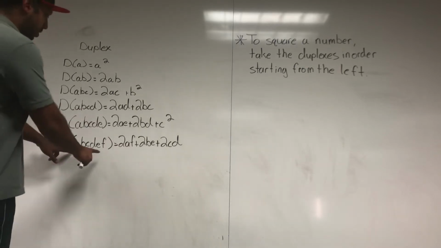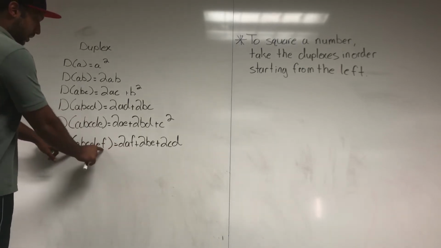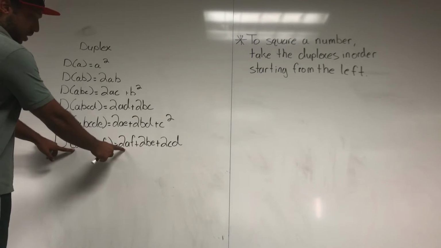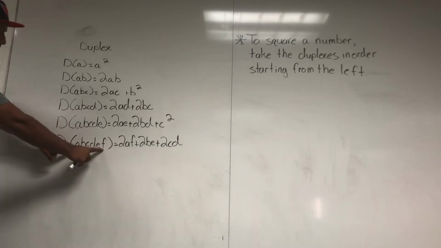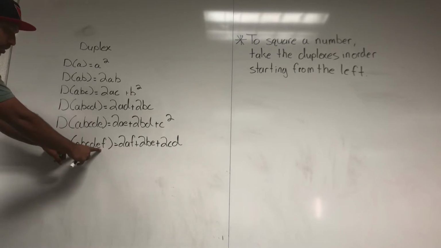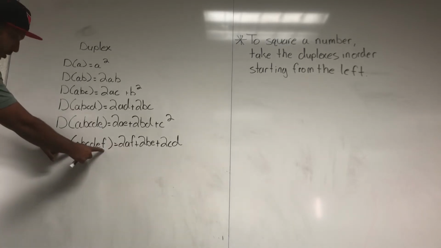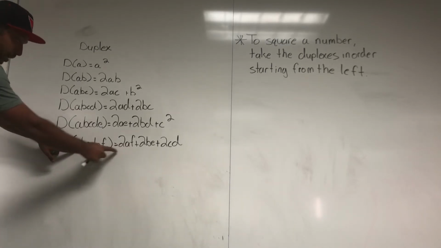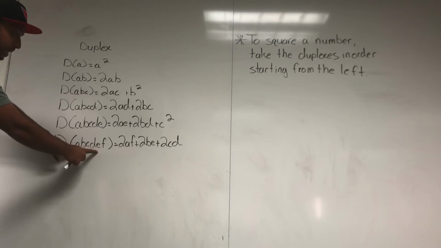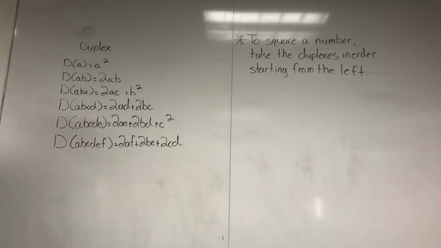You start at the outside. This times this doubled is this, right? 2AF. And then I work my way in. I go 1 to the left here and 1 to the contrary motion. Think of it that way, okay? Because left and right depends on where you're standing. So 2AF, check, plus 2BE, check, plus 2CD. There you go. That's it.